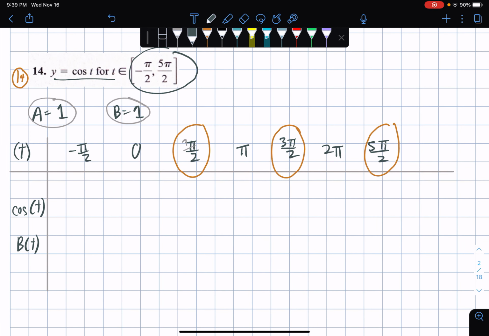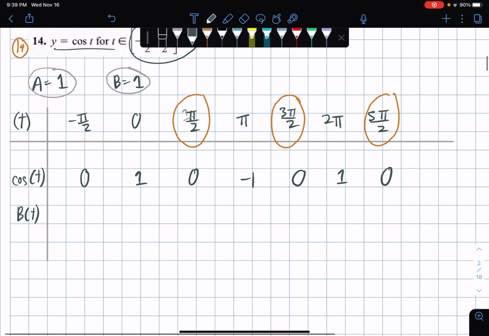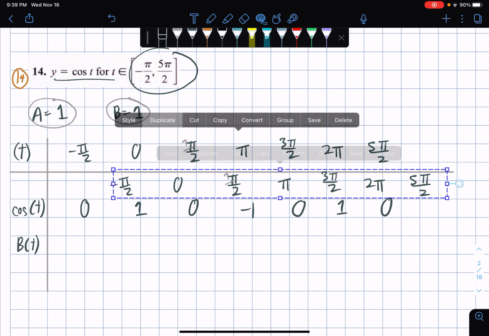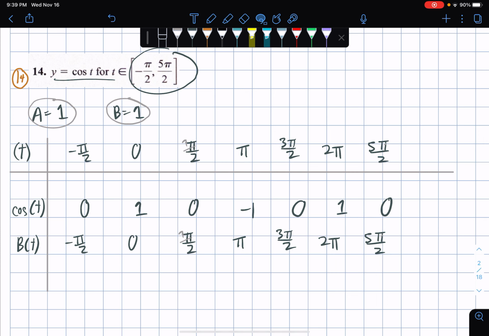Right now, if you multiply the respective t-values with cosine, you get 0, 1, 0, negative 1, 0, positive 1, and 0. And because the b is still 1, just copy paste from the t-values. They're the same.